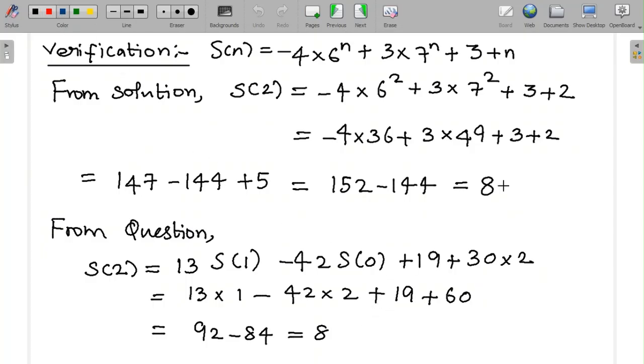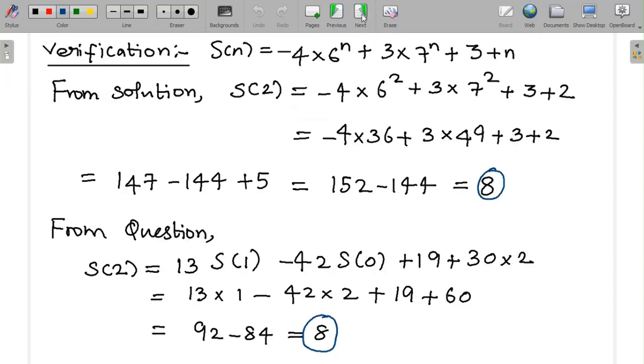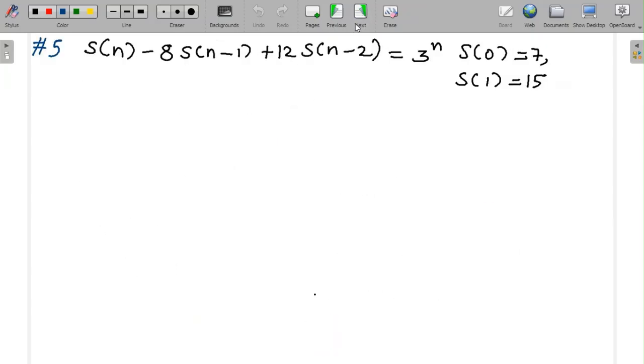So the answer that we obtained from the closed form matches the answer that we obtained from the recurrence relation. And therefore, the closed form that we found here is in fact the perfectly correct answer. We have a couple of more problems to discuss. We'll do that next. The next recurrence relation is another peculiar recurrence relation. Let's try and classify this.